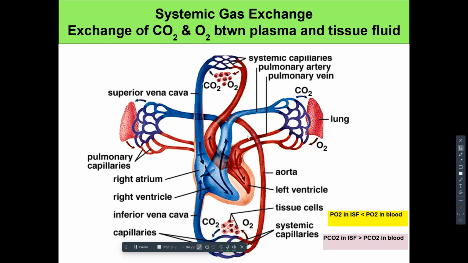All right, we had alveolar gas exchange earlier. Now we have systemic gas exchange. This is gas exchange, again particularly CO2 and oxygen, between the plasma and the tissue fluid. CO2 needs to go from my tissue fluid into my blood, so my pressure of CO2 is higher in my interstitial fluid and lower in my blood. Meanwhile, oxygen has to go from blood to tissues, so oxygen has a higher pressure in the blood and a lower pressure in the interstitial fluid.